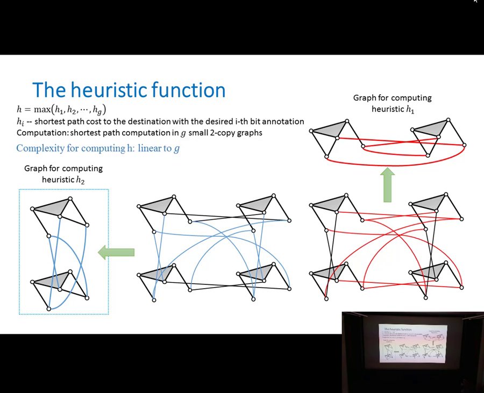Each of them gives me a guaranteed estimation of the shortest path, not estimation, actually the actual shortest path cost from any vertex to the destination with a guaranteed Betti number that I care about. And of course, computing shortest path in this subgraph is cheaper, right? It's actually n log n, because the whole graph is just 2 times n size, O of n log n. Then the whole computation of the heuristic function overall is only linear to the Betti number.